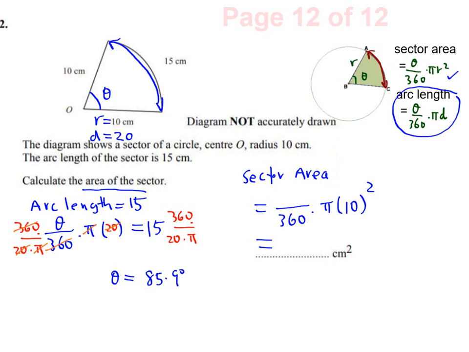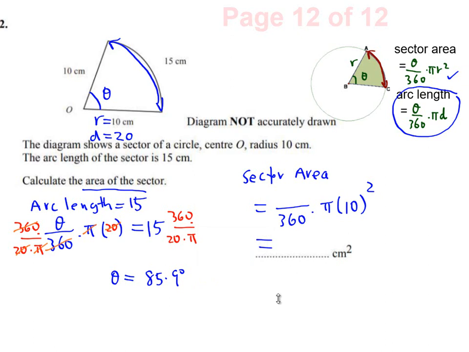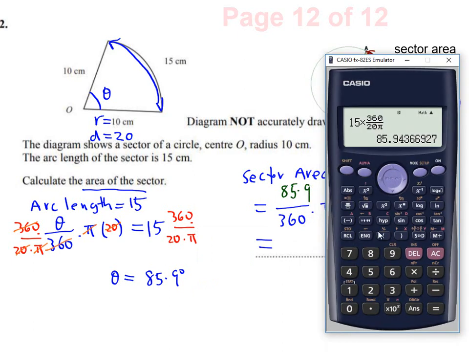Let's just have another look at the value. 85.9. That's perfect. Now what do I do now? I now know this is 85.9. I can then work this out on my calculator.